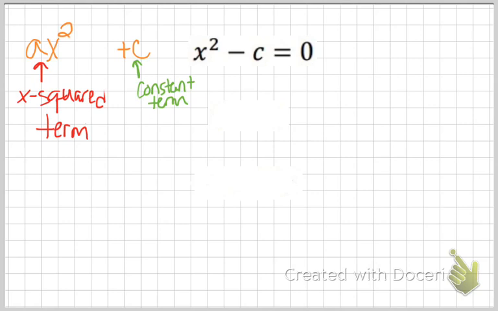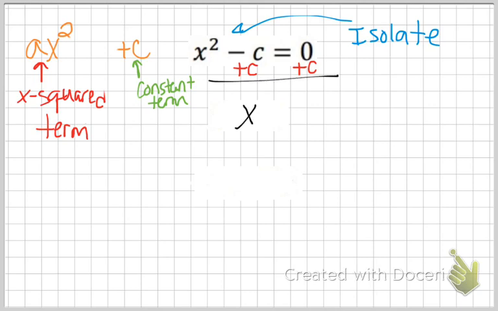So with that being said, let's suppose you were given an equation like this. You check, okay, are they giving us the x squared term and are they giving us the constant term? So what you would do next is try to isolate the x squared, which means try to get it by itself. In this case, we would need to move the c over by doing the inverse operation. So this would give us x squared is equal to c once we move it over.